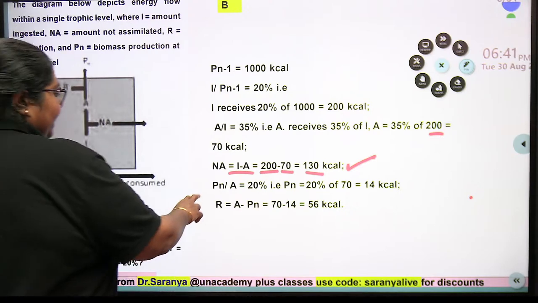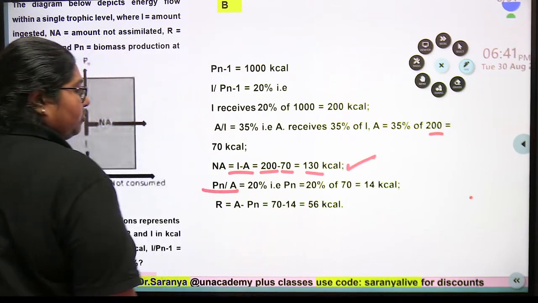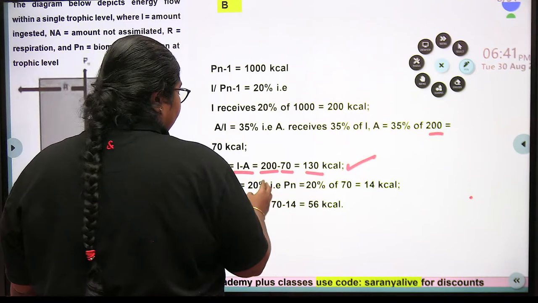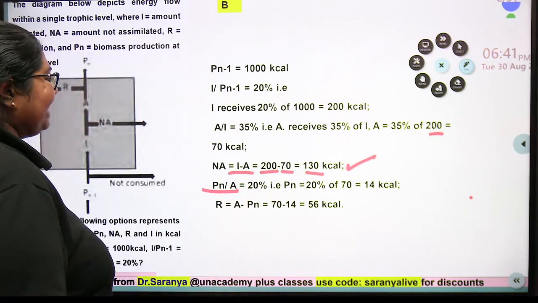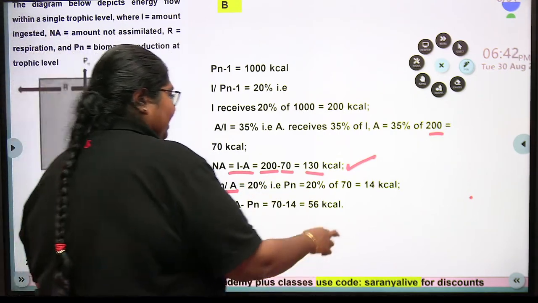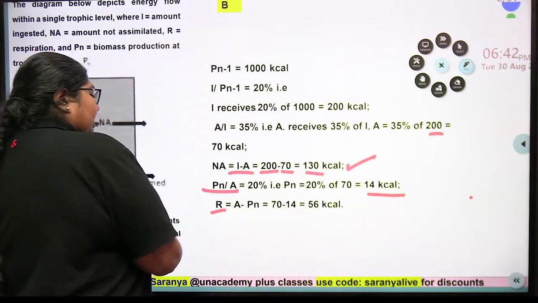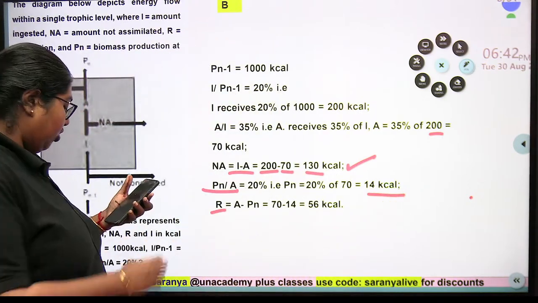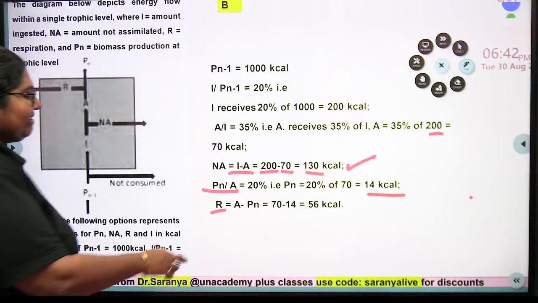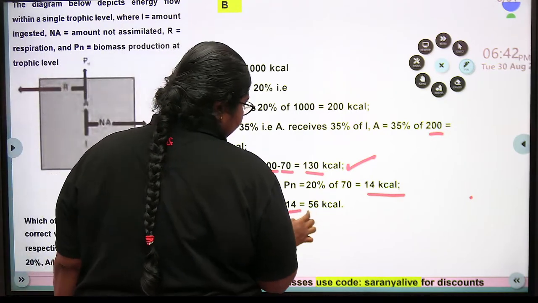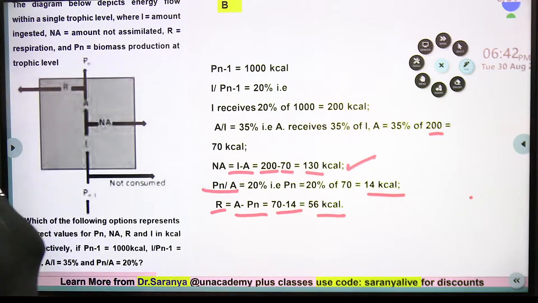And Pn by A. Pn, you know that it is going to be 20. And A is going to be your 70. So 20 by 70 is 4 calories. And what is going to be your respiration? This alone is important. Respiration is A minus Pn. So it is going to be 56 calories.